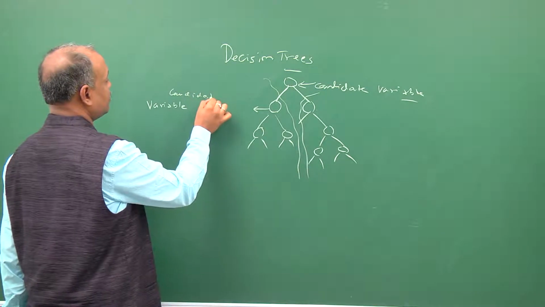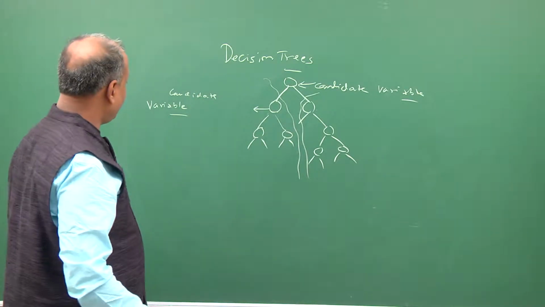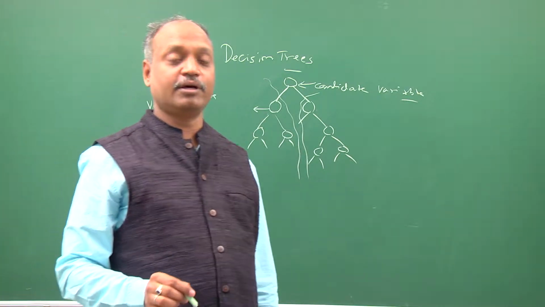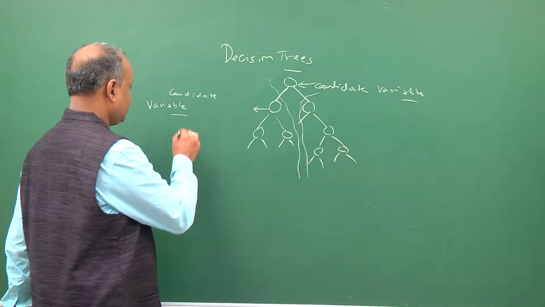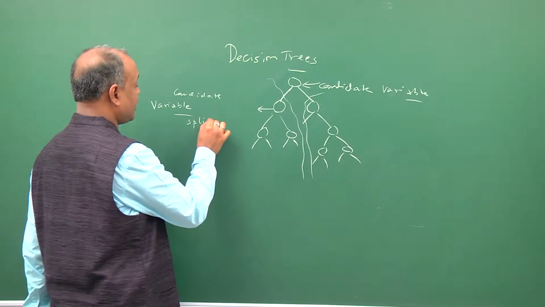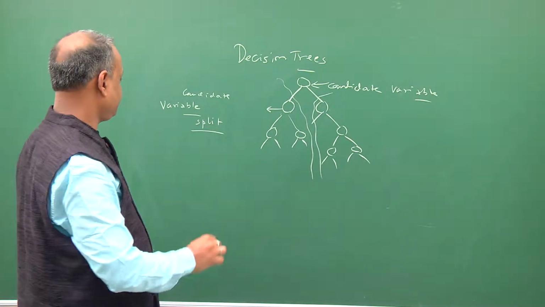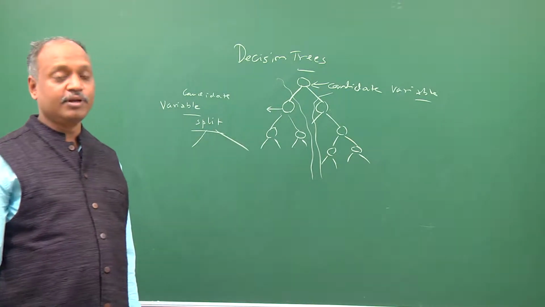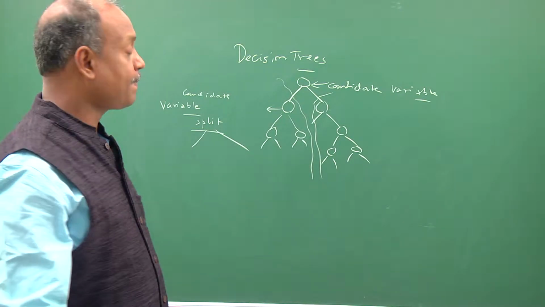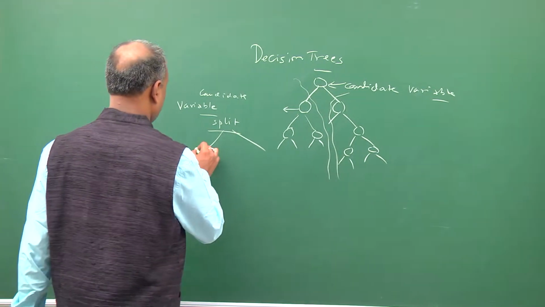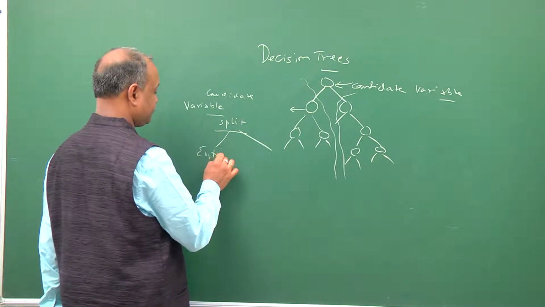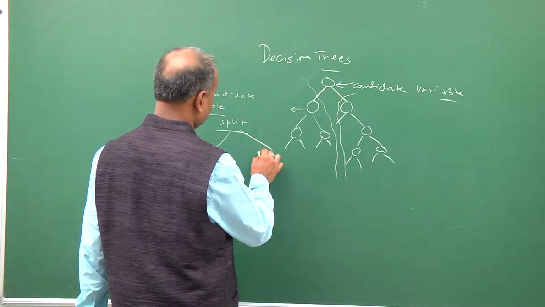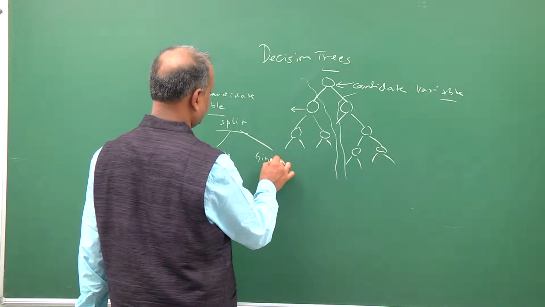So what is the science behind choosing the candidate variable and the value where you're creating the corresponding split? Here we have multiple choices of metrics which can be used to determine the candidate split, and this set of criteria are called splitting criteria. There are two broad splitting criteria which are very commonly used. One is called entropy. The other is called Gini coefficient.